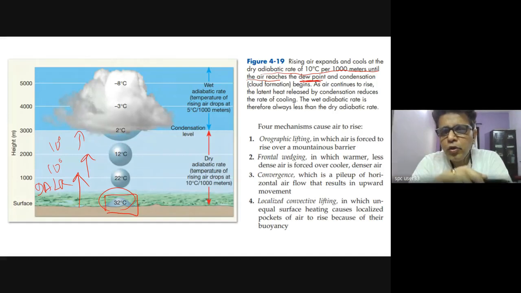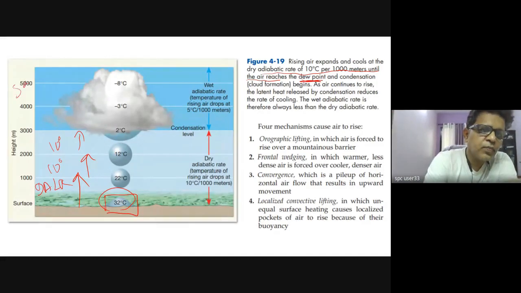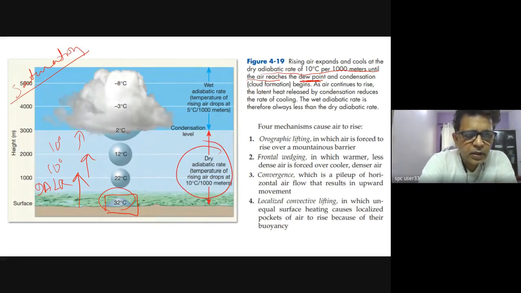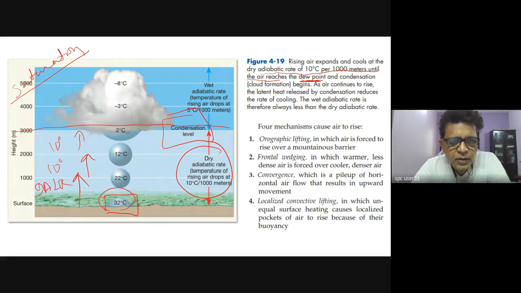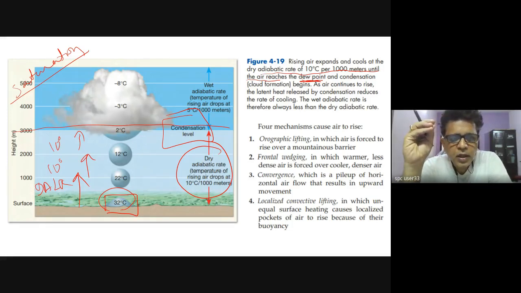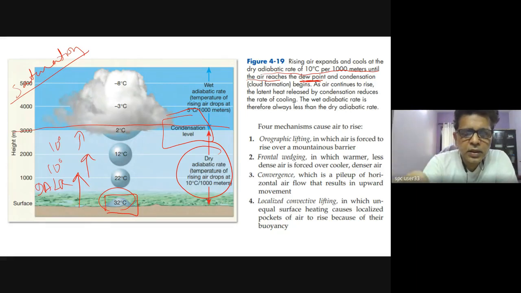dew point. Dew point is saturation. We have done this earlier. Now when this reaches dew point, air still continues to rise, but you'll see that up to here this is dry adiabatic. At this level, this is the condensation level. Because of this, the vapor has condensed, and now it has some amount of moisture in it, and because of that, it translates into the wet adiabatic lapse rate.